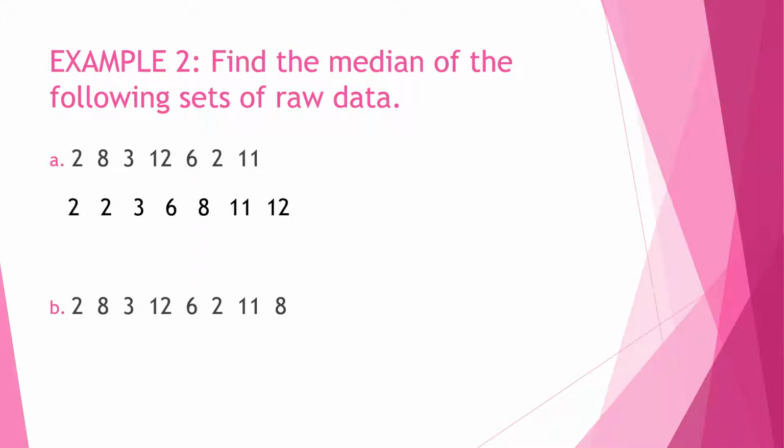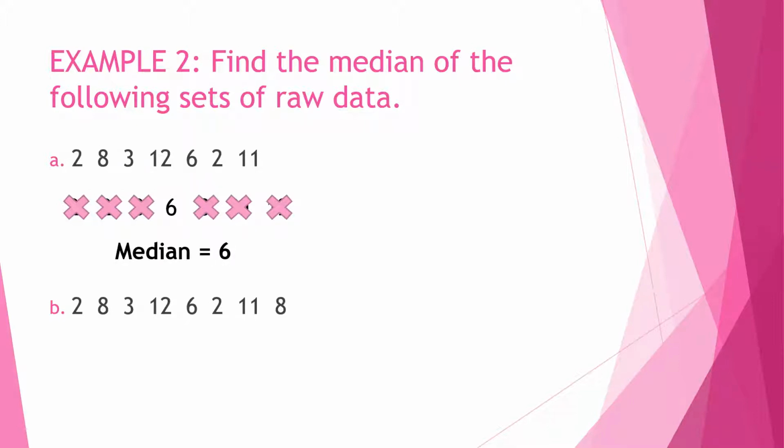8, 11, 12. Alright, so 2, 2, 3, 6, 8, 11, 12. Now to find the median, this is how I like to find the median. I just go through and cross one off from each end until I get to the middle. So I've crossed one off from each end. Now I go again, cross one off from each end, and then cross one off from each end. And there's our median. So the median here is 6.